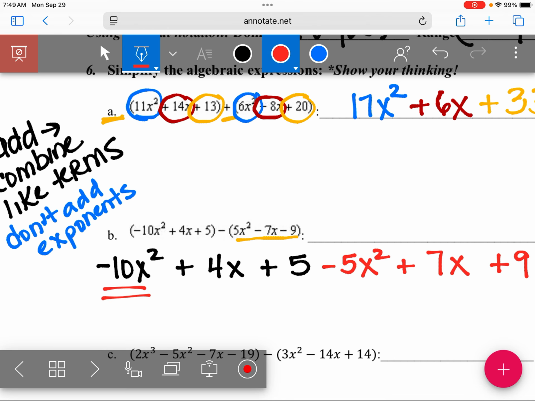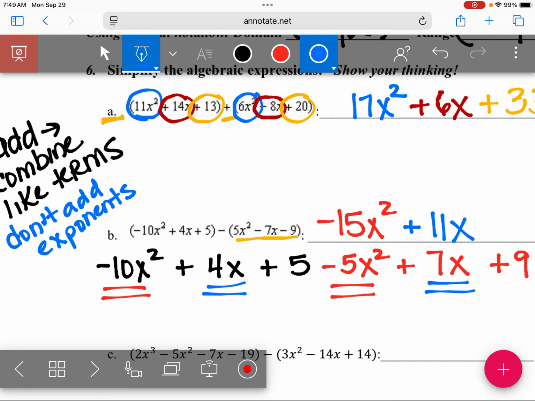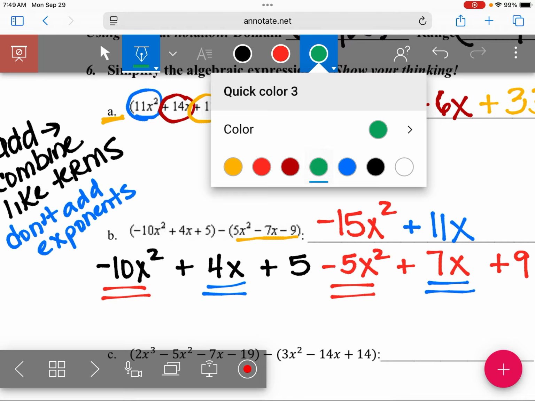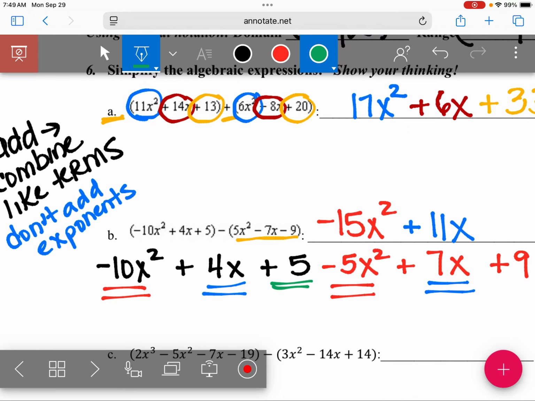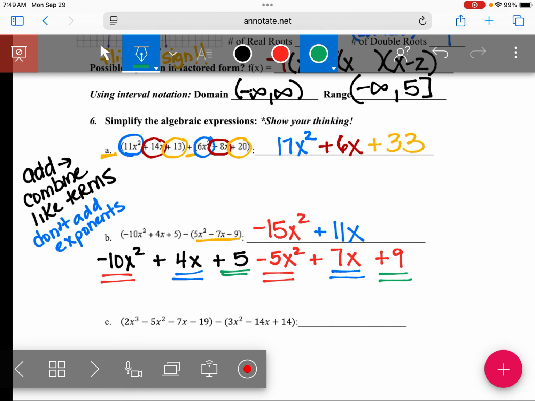So I have -10 minus 15, which would be a -15x squared. And then I have +4x and +7x. 4 plus 7 is 11. And then lastly, I have a +5 and a +9, and that would be 14.